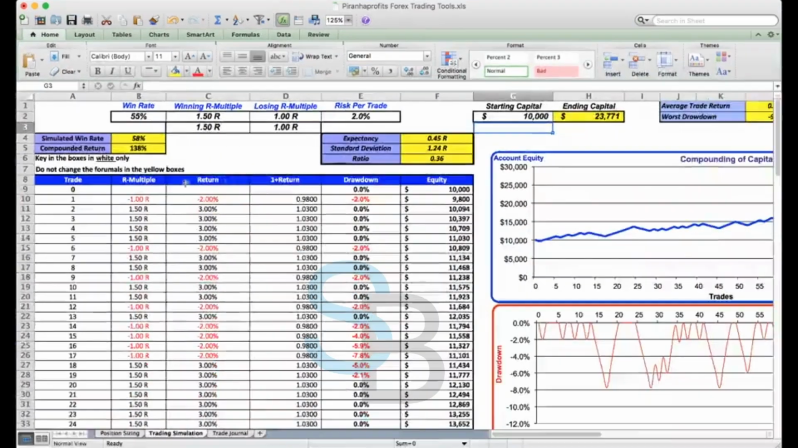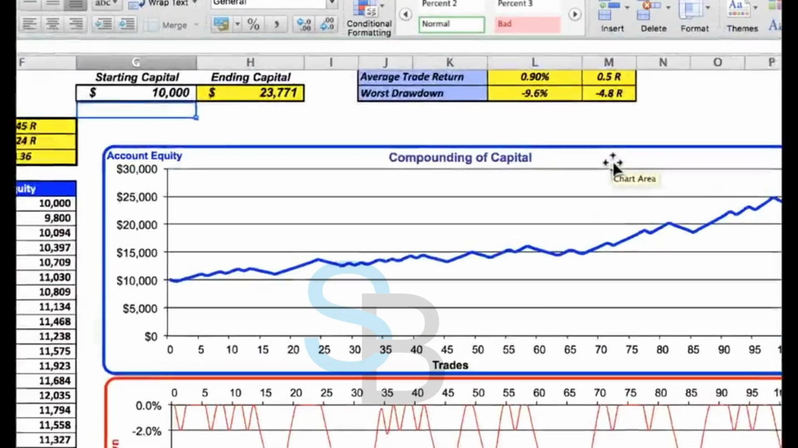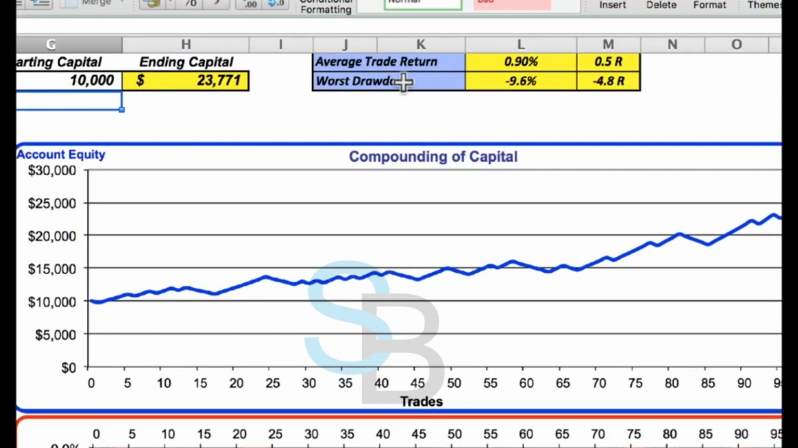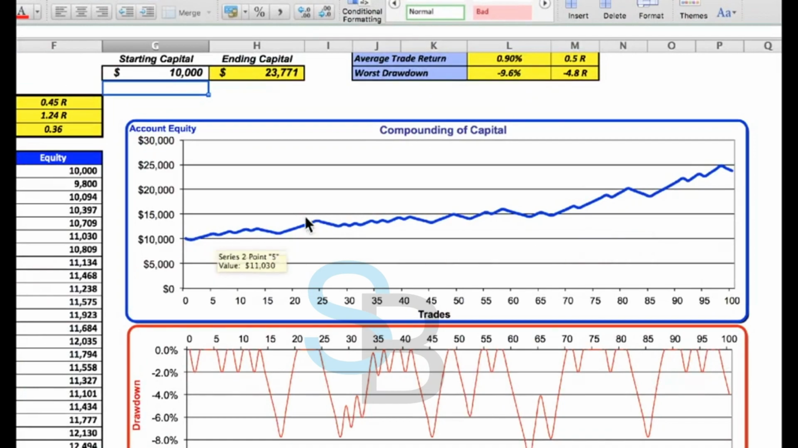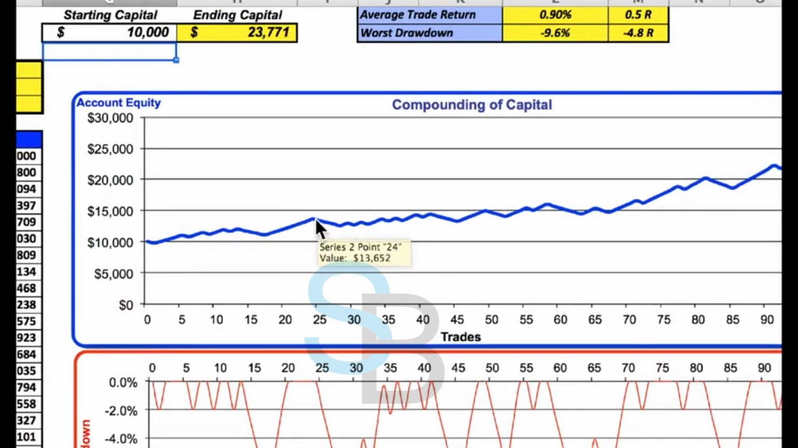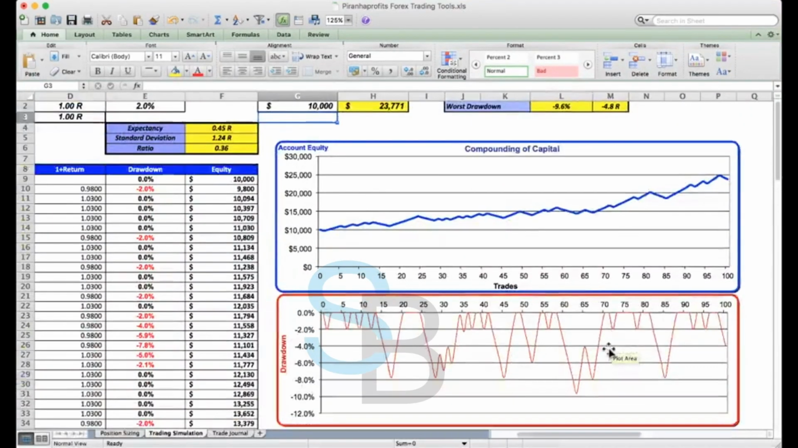Very important. Okay, and always know that you will have drawdowns. In this case, you can see out of 100 trades, the worst drawdown was minus 4.8, which means we had an average of about 5 losses in a row. And if you're risking 2%, that's about a 10% drawdown. So as your capital grows from 10 grand to 23 grand, you can see these are the drawdowns where your capital will fall over here. So these are the drawdowns that will happen.